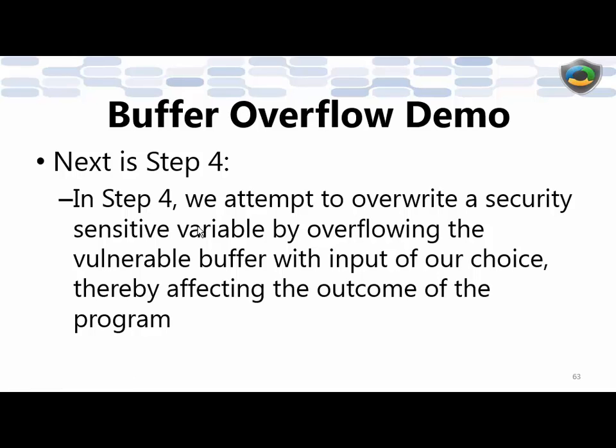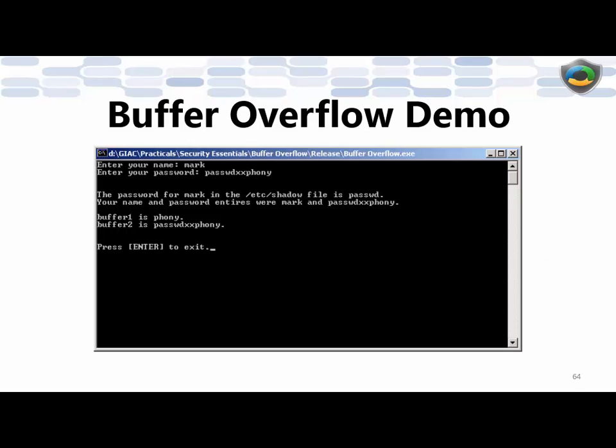So now the next thing we have to do is attempt to overwrite a security-sensitive variable by overflowing the vulnerable buffer. Notice what we have in here: Mark, and then password, which was all okay, two X's, so that's 8. Then we put the word phony in there. All right, it says the password is PASSWD. The name and the entries were Mark and password phony.